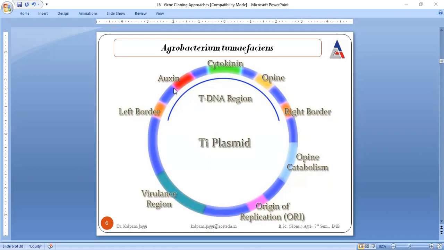So this is the right border, and it has three genes: auxin, cytokinin, and opine. One among them is responsible for producing the disease called crown gall disease. Then there are a number of other regions, and another main important one is the virulence region, because it is responsible for the transfer of this T-DNA into the host genome. The T-DNA is not going to be transferred itself into the host genome. It requires help, and here the work is performed by the virulence region, which in turn transfers this T-DNA region into the plant genome.